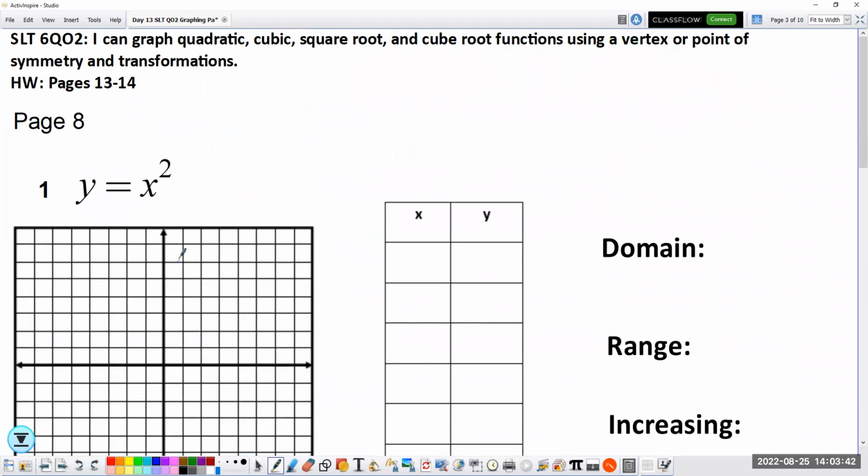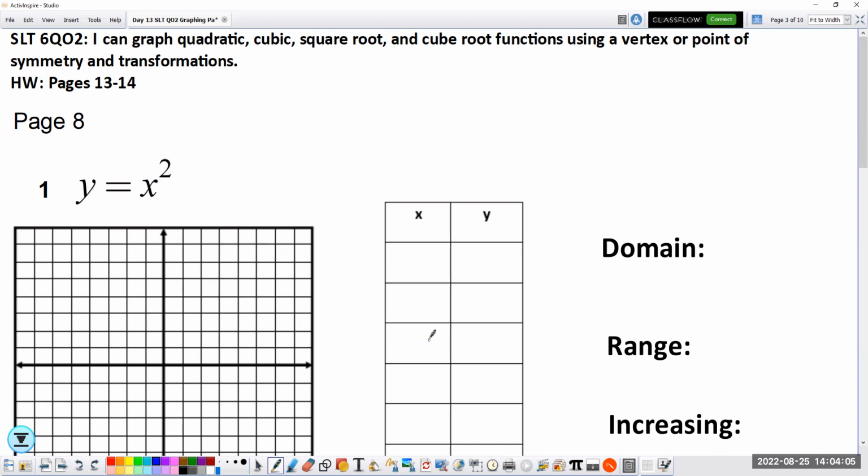Okay. In this video, we are going to graph in our packet, excuse me, 4 functions that are parent functions, and then use the transformations we learned about previously to come up with additional graphs. So first off, we have the parent function y equals x squared.